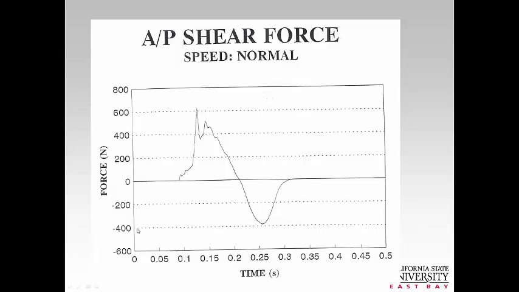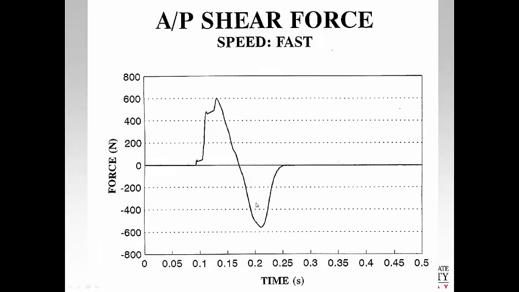Their propulsion force was about 400 for the normal speed running. And let's see what it was for fast, which makes sense. You would assume the propulsion phase in the AP direction, if you're going faster, should be increased to increase that running speed, and it is. It was about 400 newtons, and it increased to about 600 newtons.